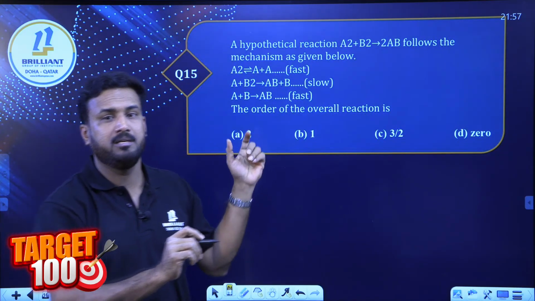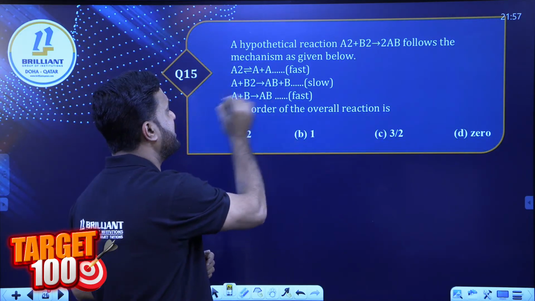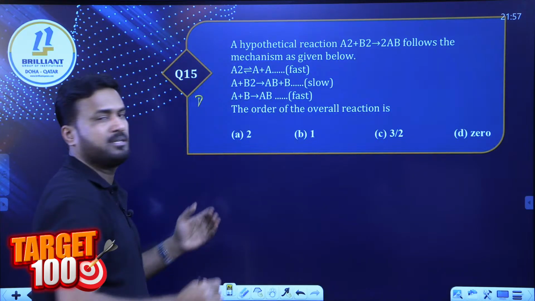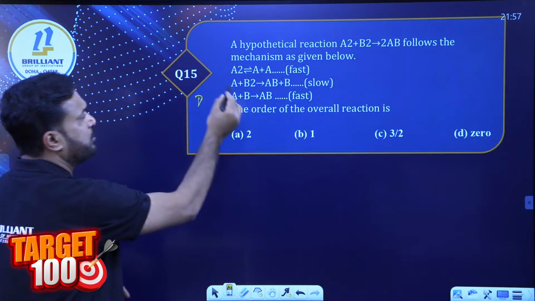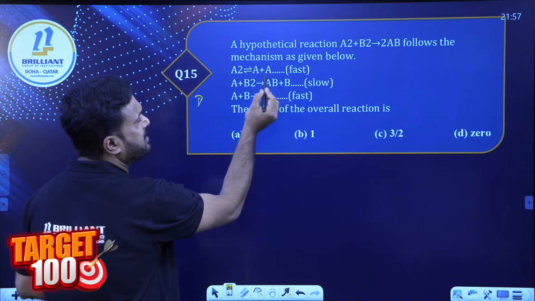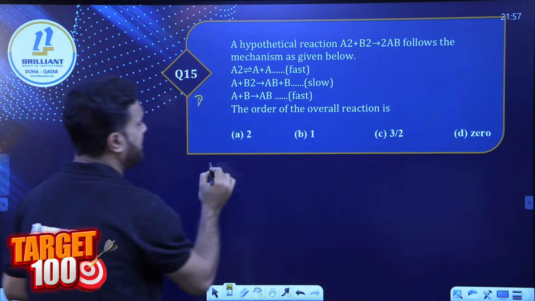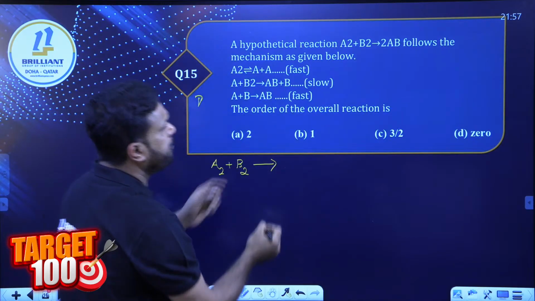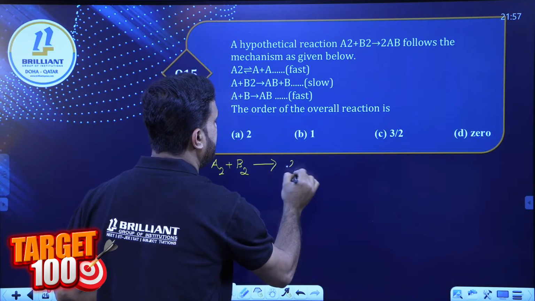So listen carefully, this one is categorized as a difficult question. A few questions like this you have to practice. So here in this reaction the steps are given. What is the general equation? The general equation is A2 plus B2 gives 2AB.